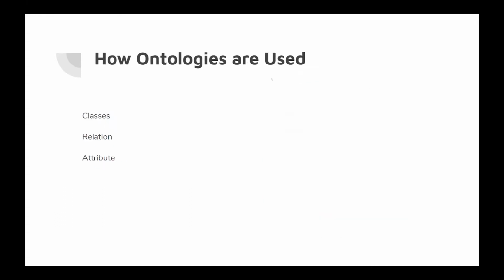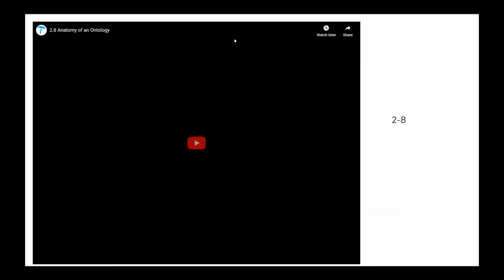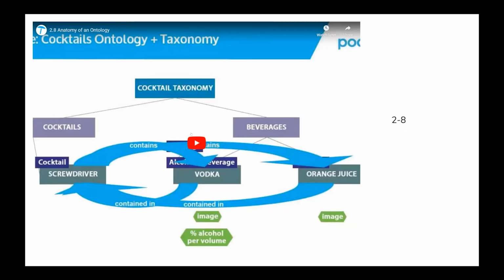And then how are ontologies used? This is where the confusing part comes. So we have classes, relation, and attribute. I'll show you guys a video about this because, to be honest, this can explain much better than I can. So I will link the audio.